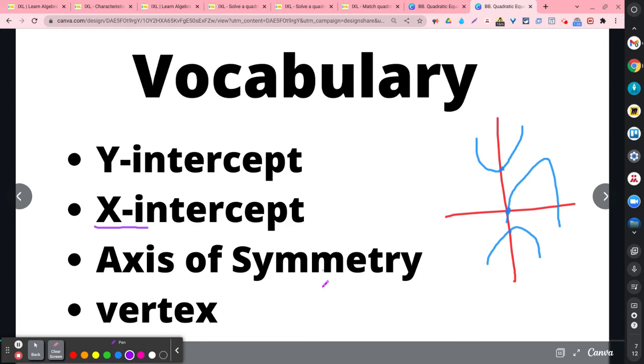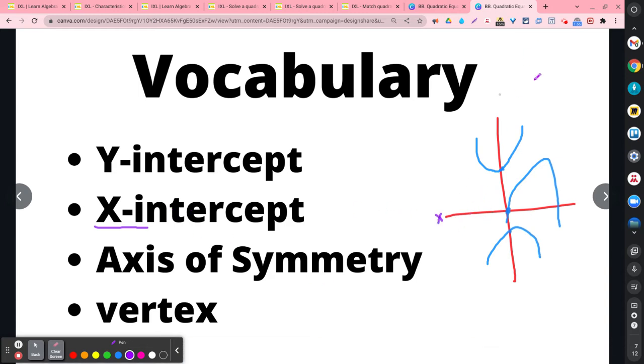The other one is the x-intercept, so therefore it is the point where it crosses the x-axis. Again, this is the y-axis, this is the x-axis. This parabola, for example, does not cross the x-axis, so it does not have x-intercepts. This parabola crosses the x-axis here and here. And this parabola, again, does not cross the x-axis.